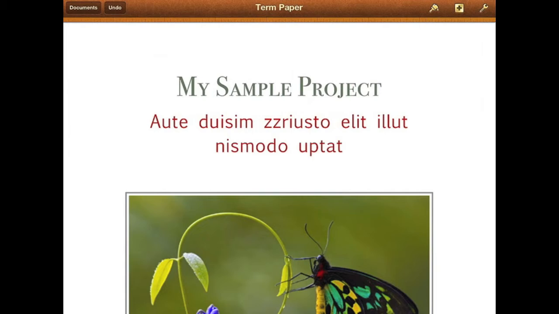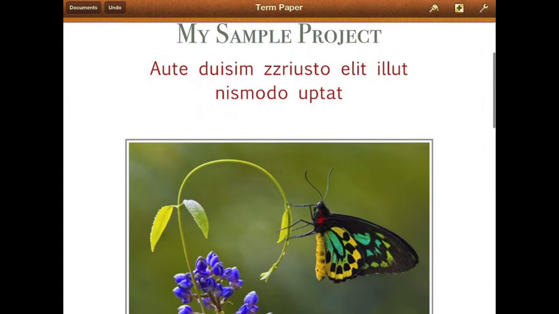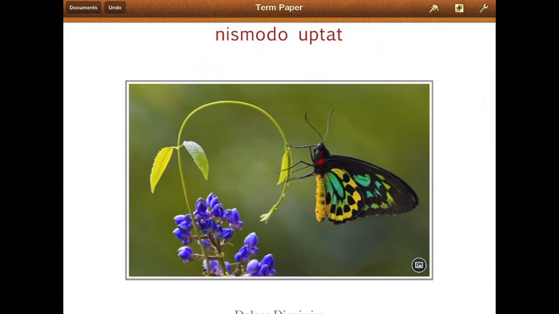Working with images in Pages on the iPad is very easy and very intuitive. I'm just going to scroll down. Here is a picture that was in here by default because I chose this as a template. If I want to swap this picture out, I have two different options. One, I could tap on it once, and you'll notice it gives me the options to cut, copy, delete, and replace. I could just select replace here.